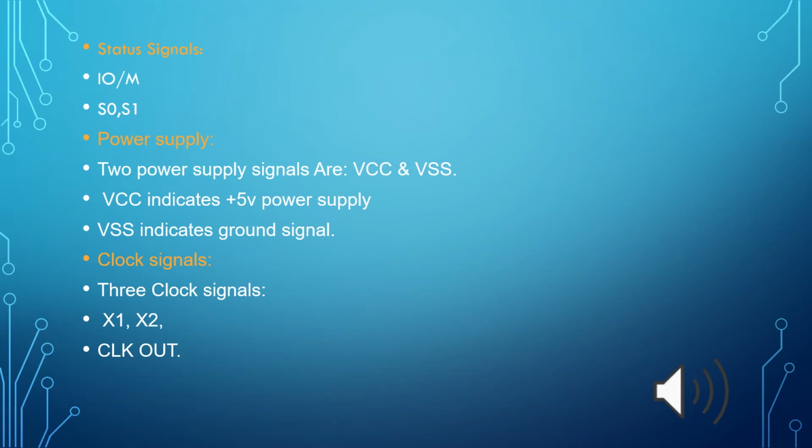Power supply. There are 2 power supply signals, VCC and VSS. VCC indicates 5 volts power supply. VSS indicates ground signal. Clock signals. There are 3 clock signals: X1, X2, and CLK out. X1, X2: a crystal is connected at these 2 pins and used to set the frequency of the internal clock generator. This frequency is internally divided by 2. CLK out. This signal is used as a system clock for devices connected with the microprocessor.